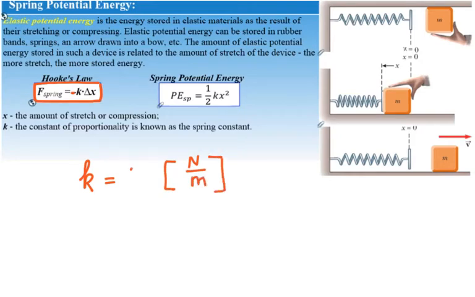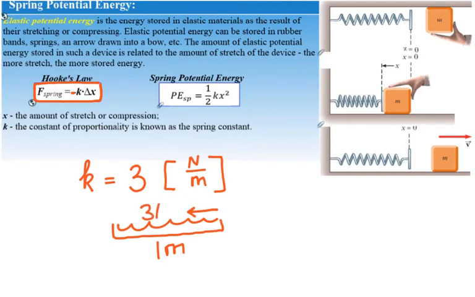Let's say the spring constant is 3. That means when you stretch the spring by 1 meter, the force acting back to put it in the equilibrium position is going to be 3 newtons. So it's 3 newtons per meter. That's what the definition of the spring constant means.